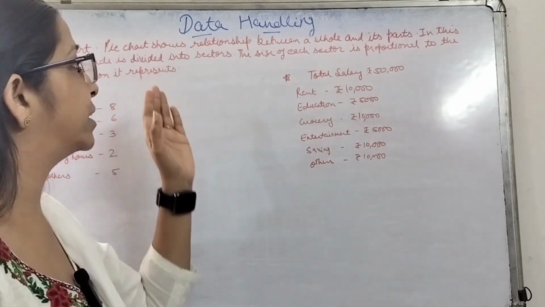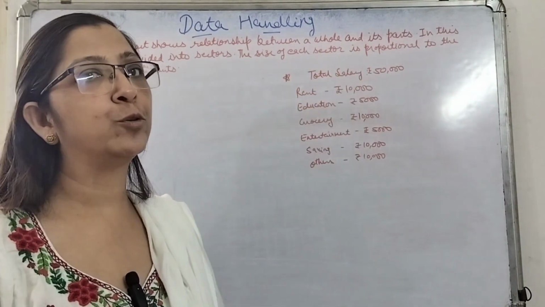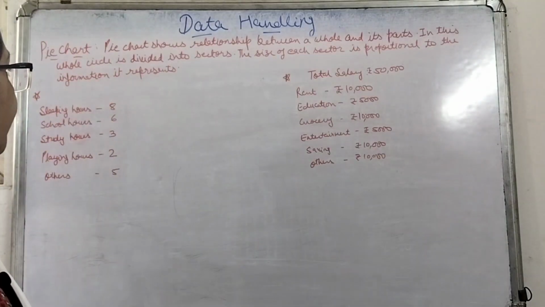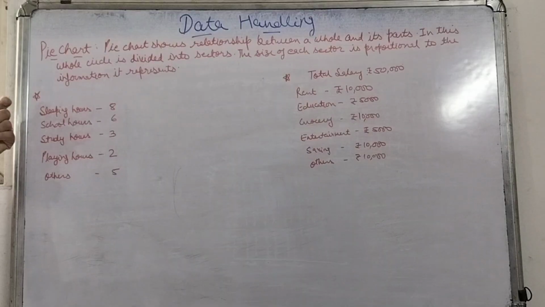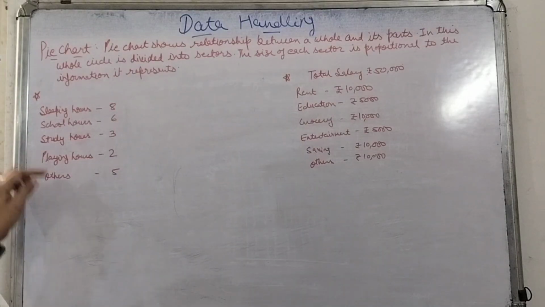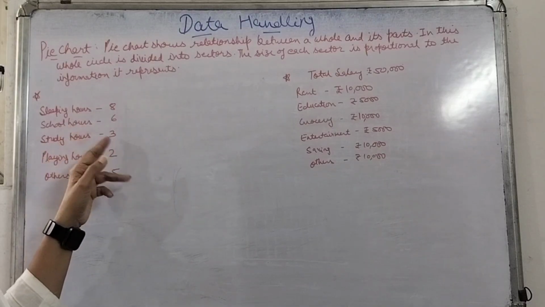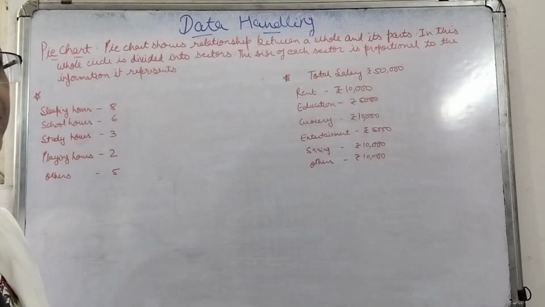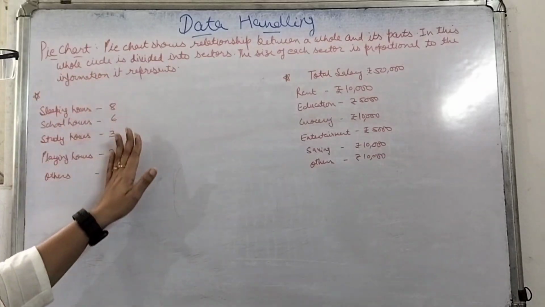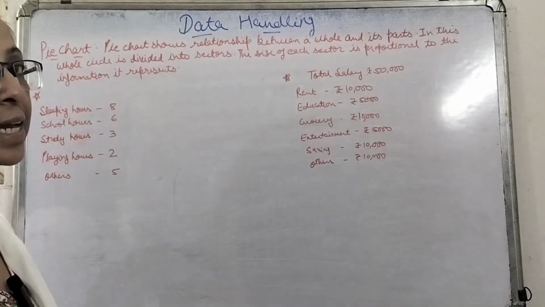Whatever the information the data is representing, the size of the sector will be directly proportional to that information. Now let's understand using an example. Out of 24 hours, there is a student who is spending 8 hours sleeping, 6 hours in school, 3 hours for studies, 2 hours playing, and 5 hours for other work. Now, what is the fraction of the whole day which he is spending in various activities?